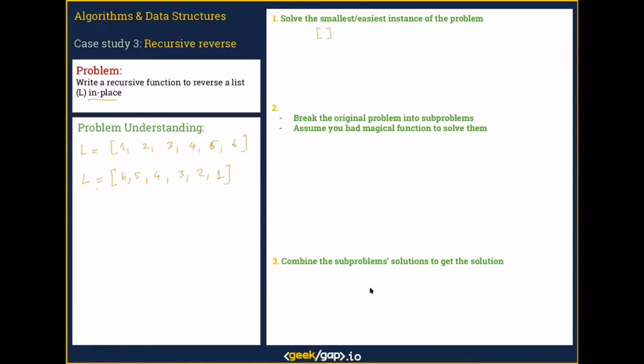If there's nothing in the list, there's nothing to do. So if L is this, at the end of the day, it's going to look like this. Likewise, if L is just one element, there's nothing to do. You just have to return the sequence, actually. So these are the two smallest problems that you can get. These are called the base cases.